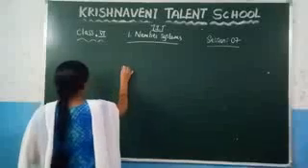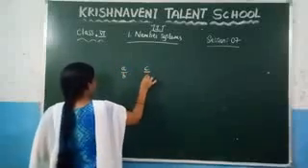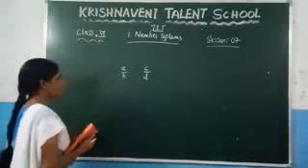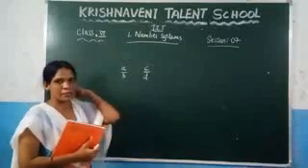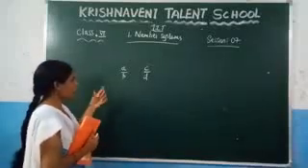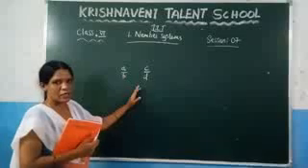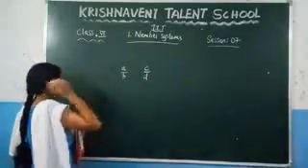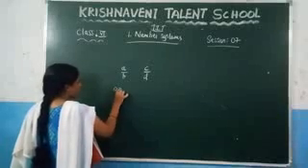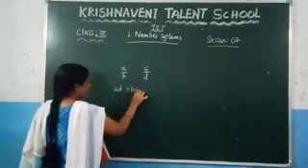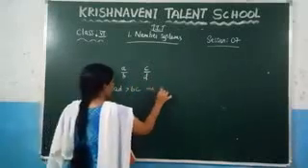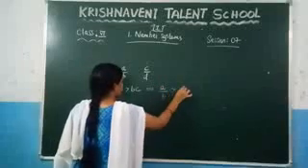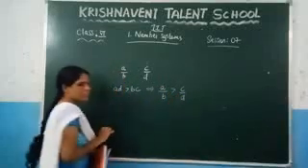If you are given the fractions a by b and c by d, how do you compare these fractions? Comparing is nothing but saying whether these two fractions are greater than, less than, or equal to each other. This is the comparison. So here, directly you can say, if AD is greater than BC, then A by B is greater than C by D. This is the first one.